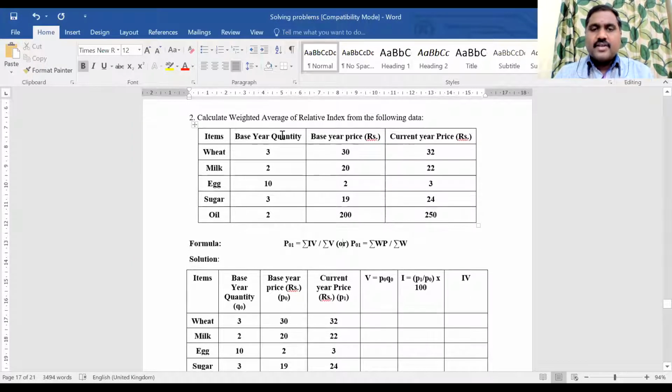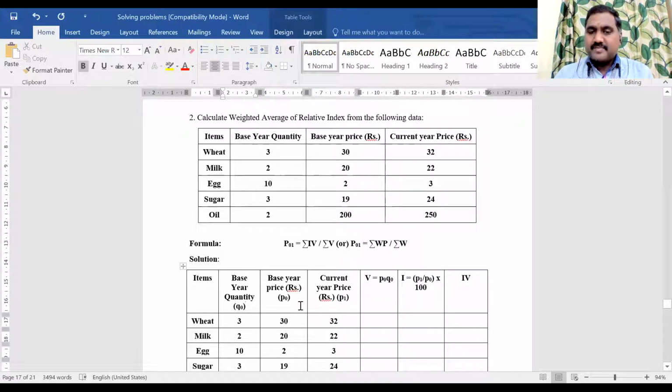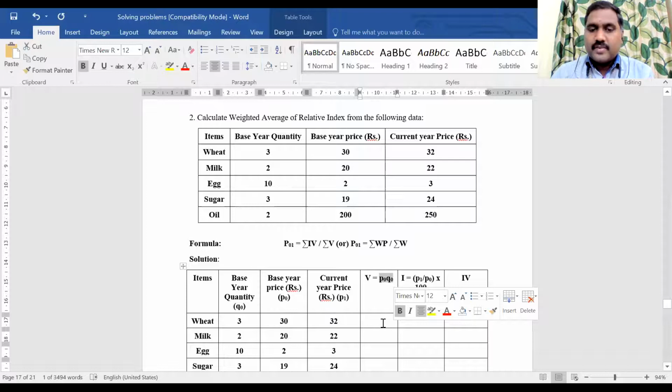See, this is the calculation. This is the base year quantity, right? That means Q0. Base year price P0. Current year price P1. Now, I told you, if W and I are not given, we can calculate W and IV also by using the base and current year price and quantity values. Now, P0, Q0, P1 are given. Can we calculate V as well as W? V and W are what? P0 into Q0. So tell me what the P0 and Q0 are?